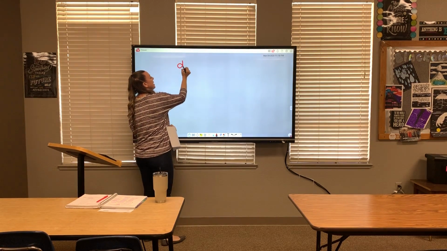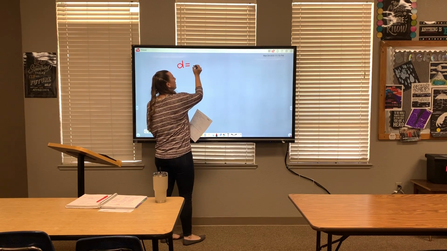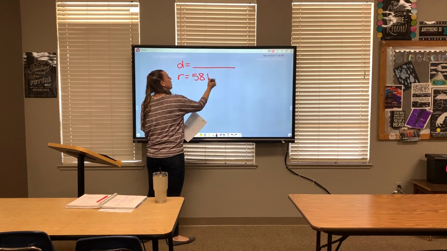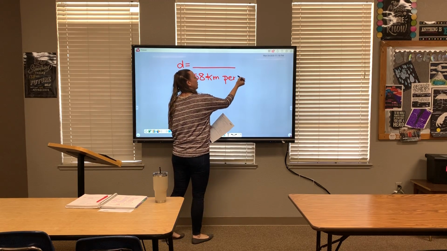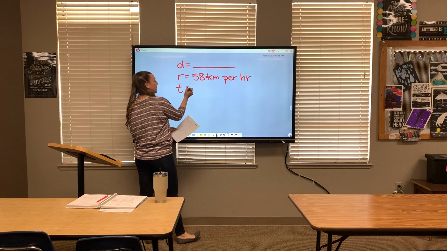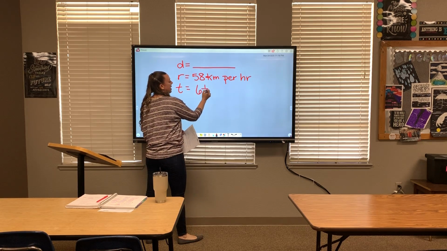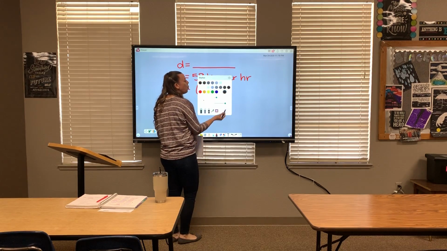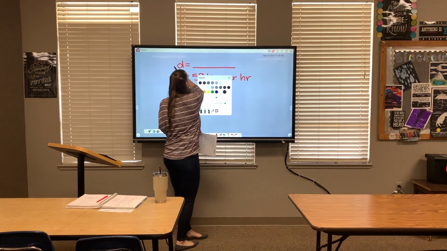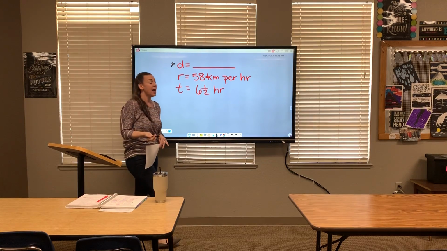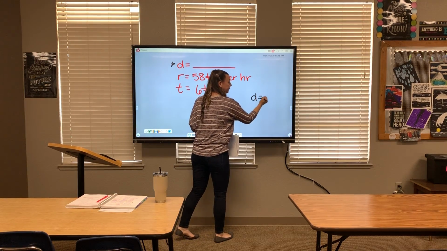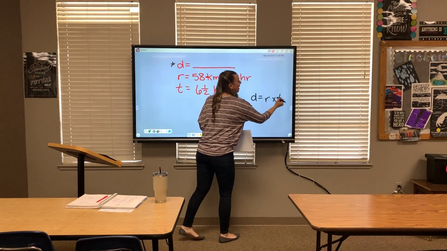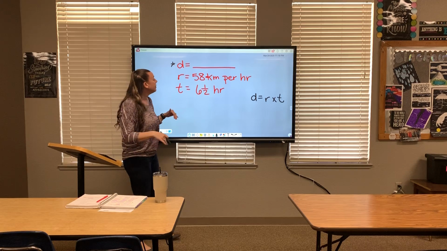So number 4 says distance equals, I don't know. My rate equals 58 kilometers per hour. And then time is going to equal 6.5 hours. Now, I'm going to go ahead and figure out what formula do I need. The distance is the one that I don't have, so that's the one that I want by itself on the left-hand side of the equation. So distance equals rate times time. So that means I'm going to multiply the rate and the time together.